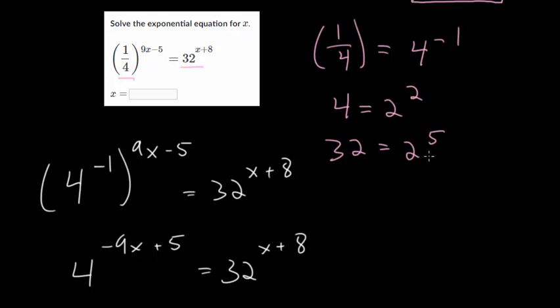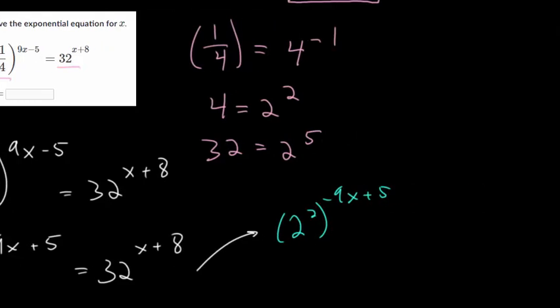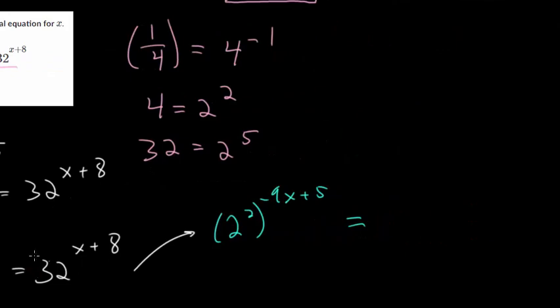And now we'll make our substitution. We know that 4 and 32 are really just powers of 2. So we have that 2 squared to the minus 9x plus 5. Let me make some room here. Equals 32 to the x plus 8, but 32 is really just 2 to the 5th. So we'll substitute 2 to the 5th then for 32 and raise it to the x plus 8.